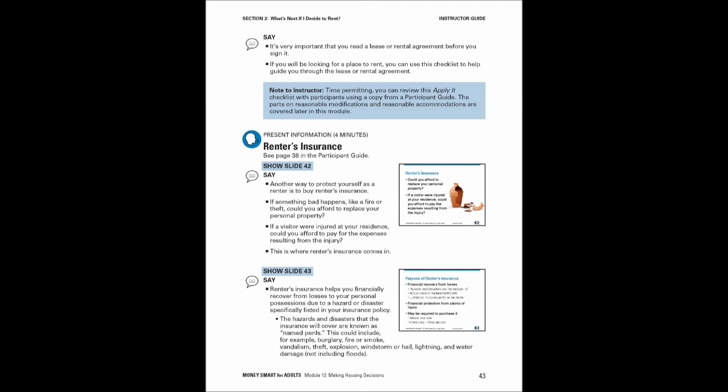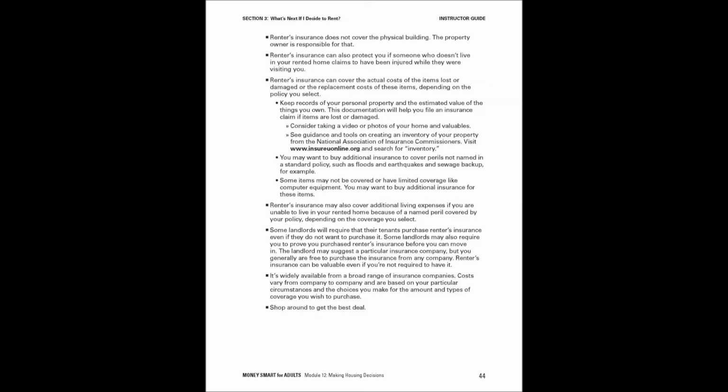Now, the parts on reasonable modifications and reasonable accommodations are covered later in this module. We're going to get to that because that is important for them to understand as well. Renter's insurance. Slide 42 gives a couple of questions around renter's insurance. So you want to have this discussion. Slide 43 gets into some bullet points around the purpose of renter's insurance. And here are some bullet points in your instructor guide that can help you to facilitate your discussion.